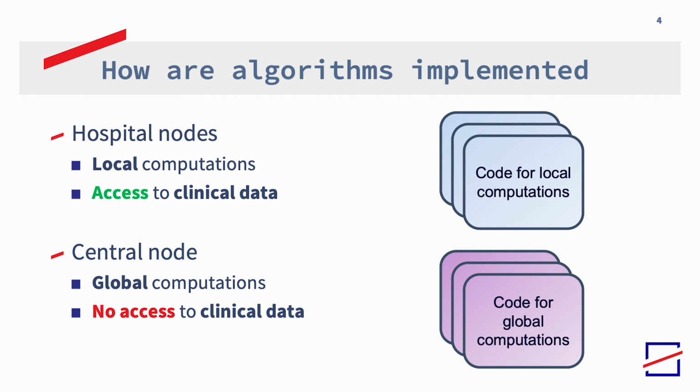With that in mind, let's now see how these algorithms are implemented and what tools we have at our disposal. The hospital nodes execute what we call local computations. These computations have access to the clinical data present in the particular hospital node. The central node executes global computations and itself has no access to any clinical data. We can think of these computations as boxes where we can write arbitrary code, and we can have many different kinds of local and global computations, as many as we like.